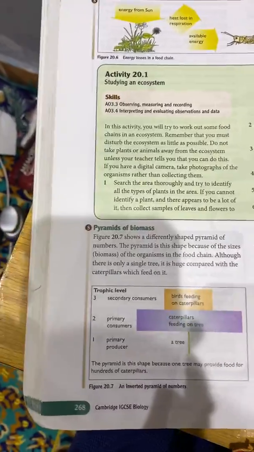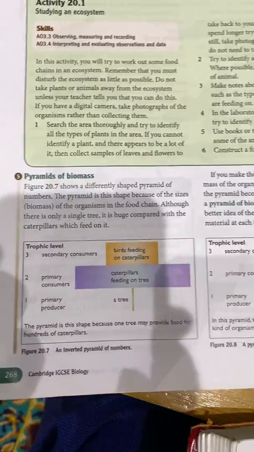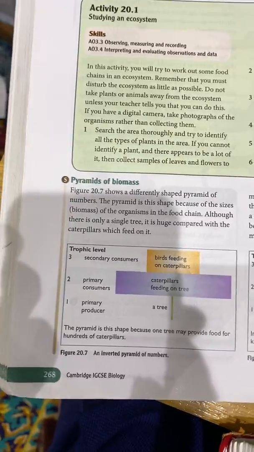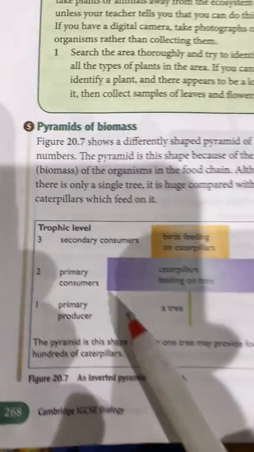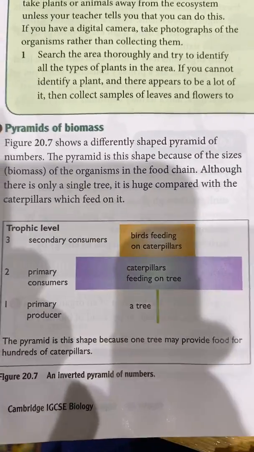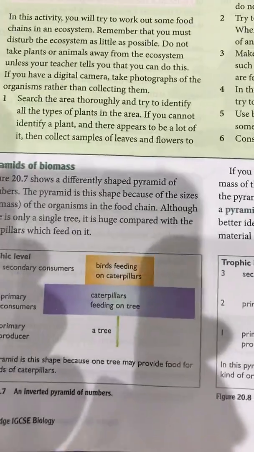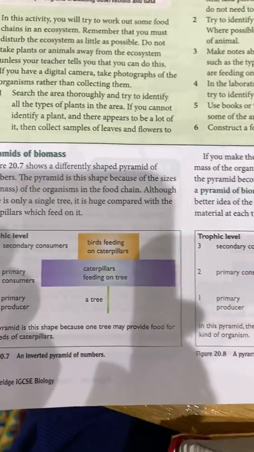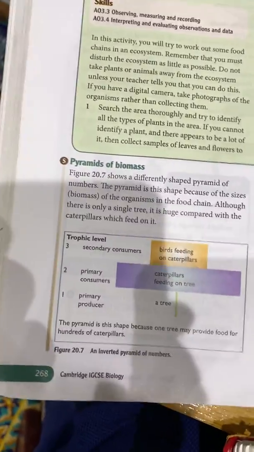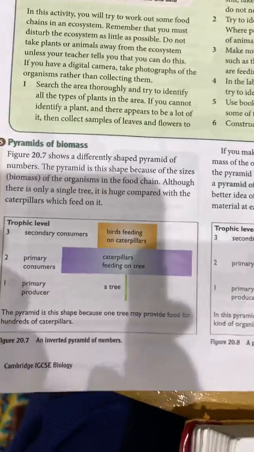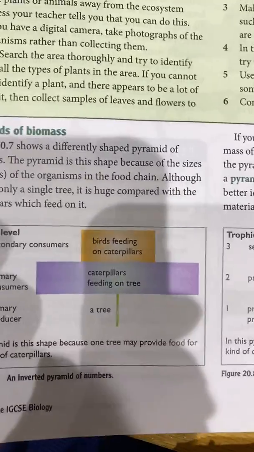Here we can make a pyramid, a triangle. There are primary producers, which only produce food, like trees, and then primary consumers, which directly eat the plants, and then secondary consumers, which eat these animals. So we have different levels, called trophic levels, or a pyramid of numbers, or an inverted pyramid of numbers.